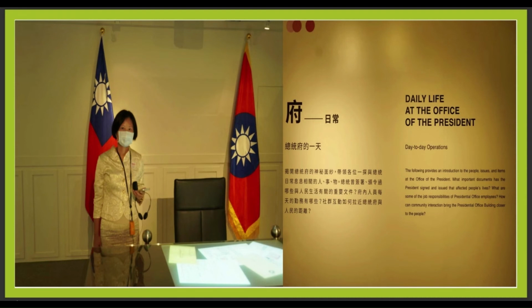A part of the exhibition shows the daily life at the office of the president. And here you see a desk or table that was really used by President Tsai. However, it was somehow too big for her, and therefore she got a new one. And this old desk and the chair are now part of the exhibition.